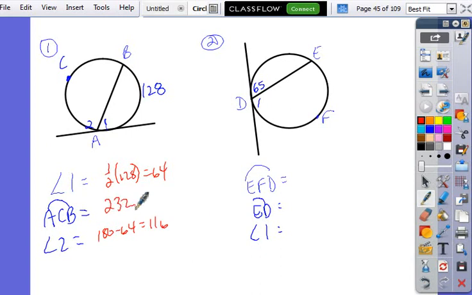What's the other way I could have done it? Subtract from 360. I could have done 360 minus 128, figured out this was 232 over here, then divide by 2 and get the 116. Both ways work the same, it doesn't matter.